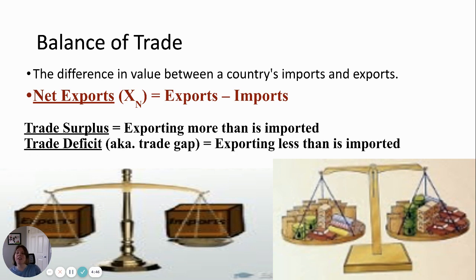The United States, on the other hand, usually runs what we call a trade deficit, or sometimes a trade gap. It just means that we're exporting less than we're importing. We're not sending products to foreign countries as much as we're bringing in and buying products from foreign countries.